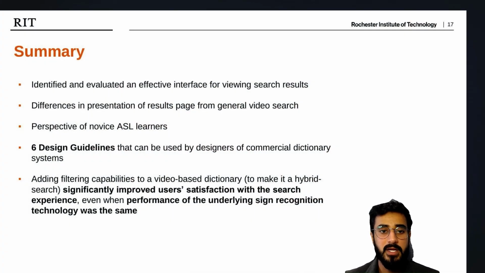So to summarize, we identified and evaluated an effective interface for viewing search results. We found certain differences in presentation of search results from general video search engines. We also present some unique perspectives of novice ASL learners. We extracted 6 design guidelines from our qualitative results, and we showed that adding filtering capabilities to a video-based dictionary significantly improves user satisfaction, even when the underlying performance of sign recognition remains the same.